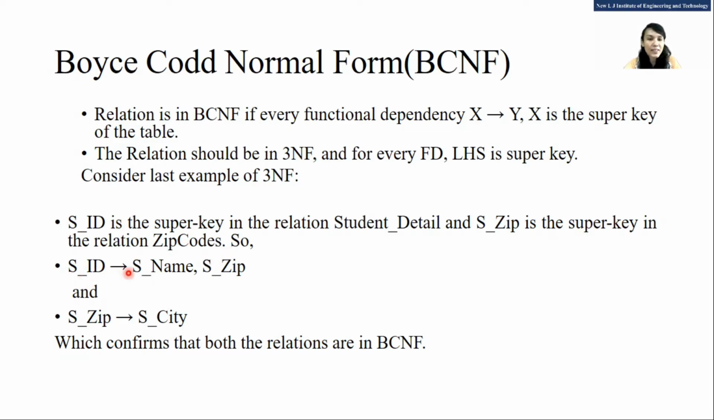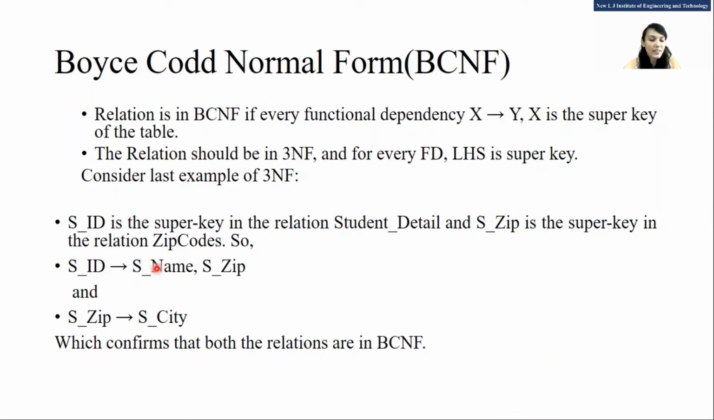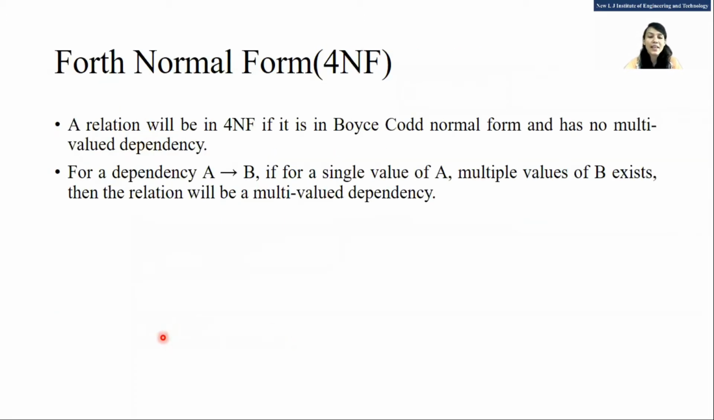So we are getting SID determines SNAME and SZIP. As you can see, using SID, I can determine SNAME and also SZIP. So I can write that SID determines SNAME, SZIP. This is a functional dependency of our relation student details. In that case, our LHS, which is SID, is a super key. Yes, of course, SID is a super key. And we have another table. In that, we are getting the dependency like this: SZIP determines SCT. In that case also, we have zip, which is also a super key. So these both confirm that the LHS is a super key, so we can say that both are in BCNF.